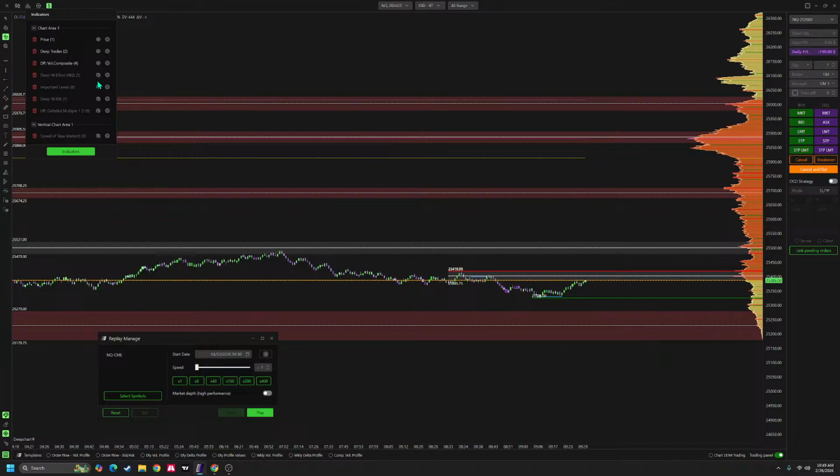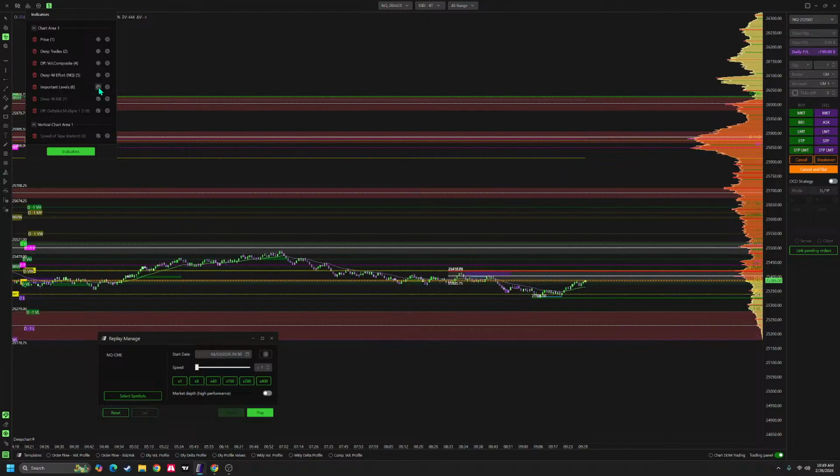And then we're going to add this deep M effort. This is going to show us areas where effort was used to push the price up, and it's for scalping, and it's really designed for this 40 range chart. So it's a very specific indicator, and it needs to be applied in a certain way.